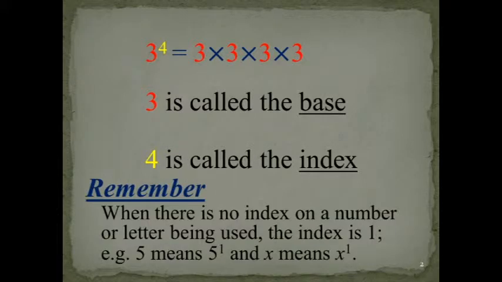Quite often, however, we'll write a number or a letter without an index. When we do this, it really means that the index is 1. So 5 means 5 to the power of 1, and x means x to the power of 1.